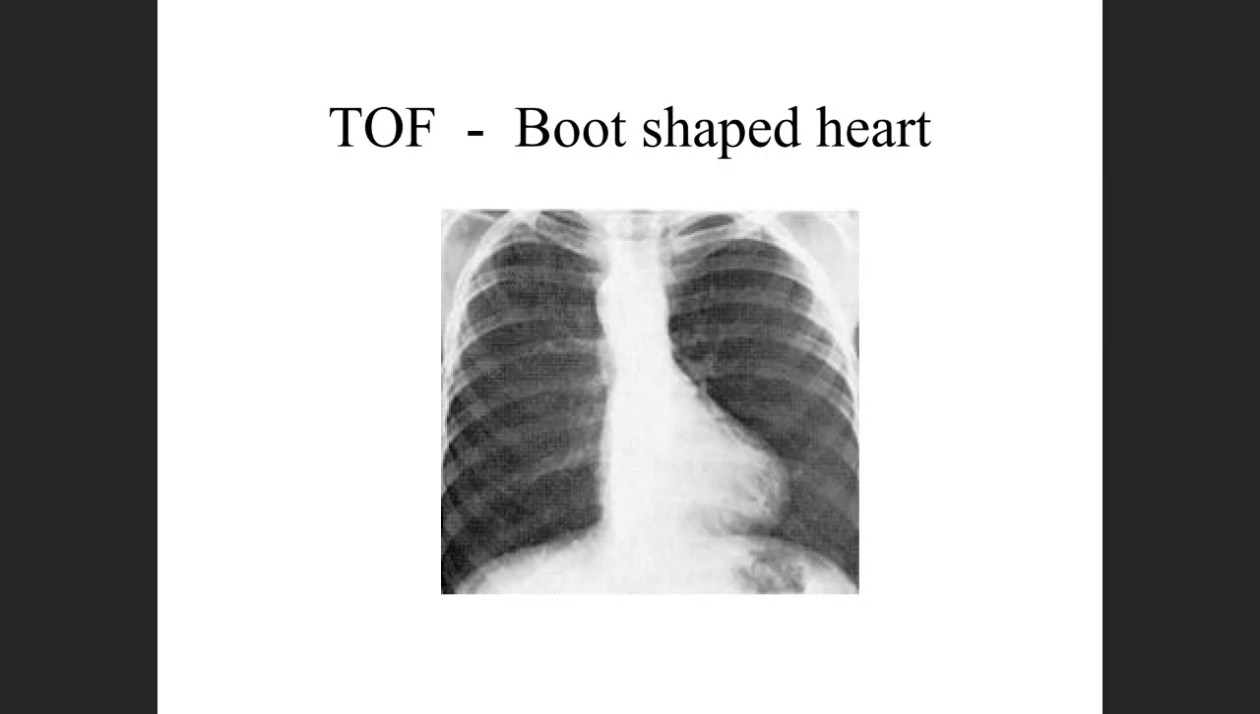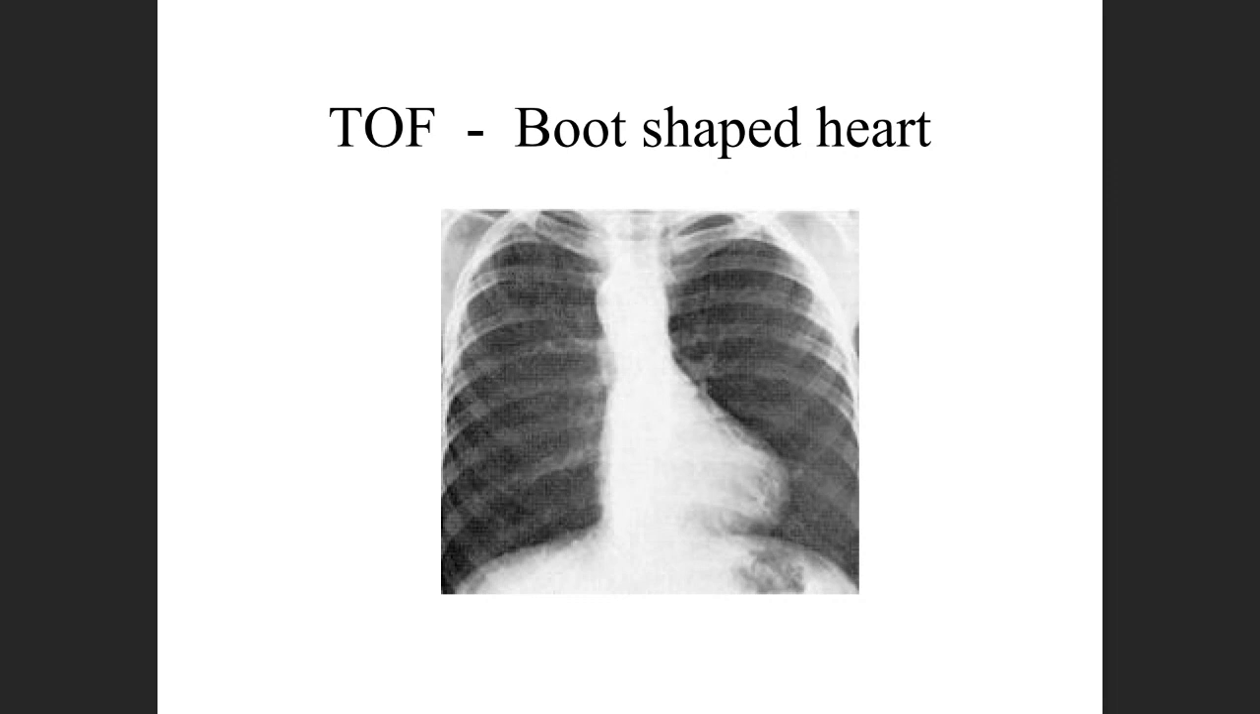This is the typical boot-shaped heart of tetralogy of Fallot. You notice that the cardiothoracic ratio is normal, and the lung fields show decreased pulmonary vascular markings so that the lung fields appear dark. And in this patient, we see that the apex of the heart is upturned because the right ventricle is an anterior and inferior chamber. So when it hypertrophies, it tends to tilt up the apex of the heart.